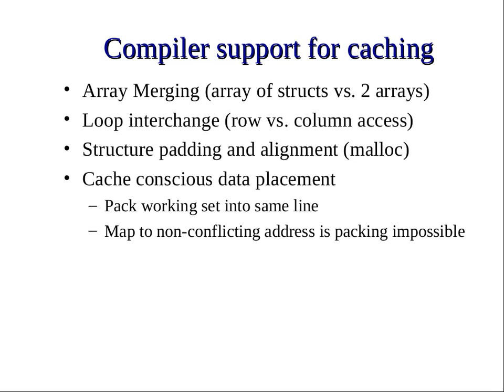You have an array of structs versus two arrays. All right, what's going on here? What would the compiler want to do now that it knows you're using a cache? Utilize the cache. Utilize the cache better. How would it do that? By doing compiler magic.